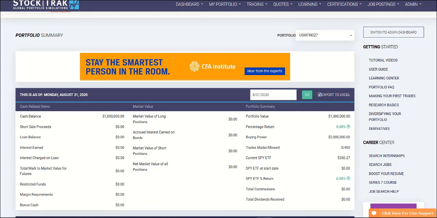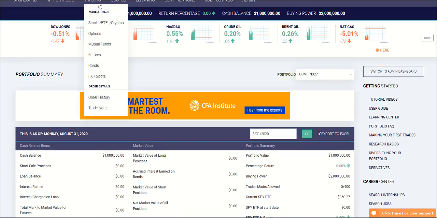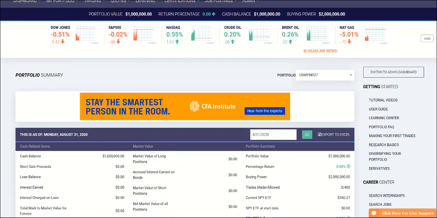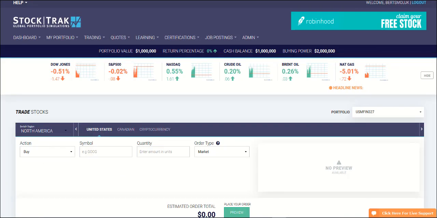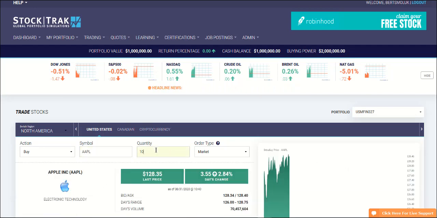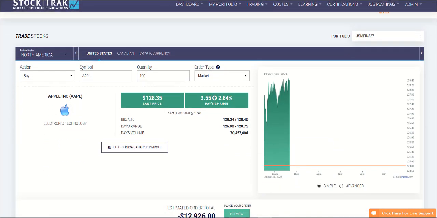let's come up here, and you're going to want to make a trade. So go under trading. Make sure you go to trading here, and let's trade stocks. So what I'm going to do is buy 100 shares of Apple stock. That's the action right here on the left. I'm going to put in AAPL. That's the ticker symbol for Apple shares. I'm going to buy 100 shares, and I'm going to put a market order in. Now later on, when we learn about limit and stop orders, you can do a limit or a stop order. For now, I'm just going to put a market order in, which is what I suggest you do.